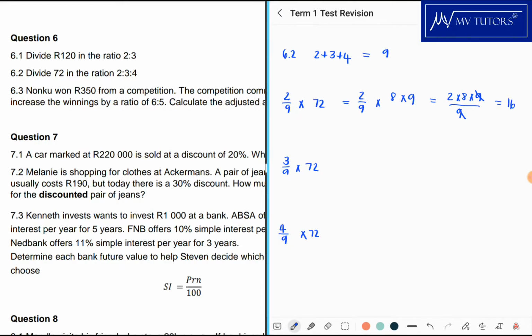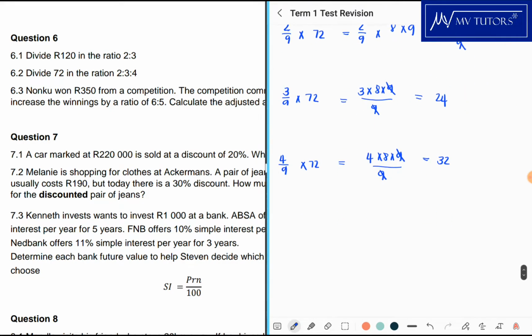So we have the first portion. Now I have 3 times 8 times 9 all over 9. So again, the 9's cancel each other. I'm left with 3 times 8, which is 24. And then lastly, we have 4 times 8 times 9 all over 9. So the 9's cancel. I have 4 times 8, and what is that? That gives us 32.